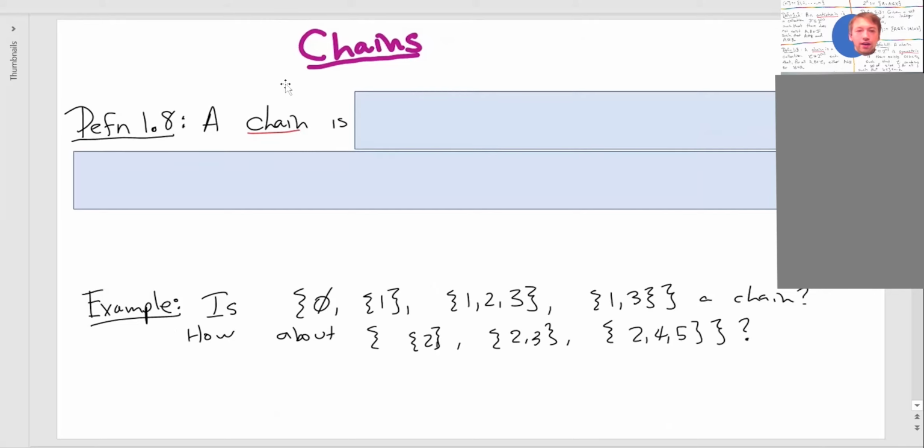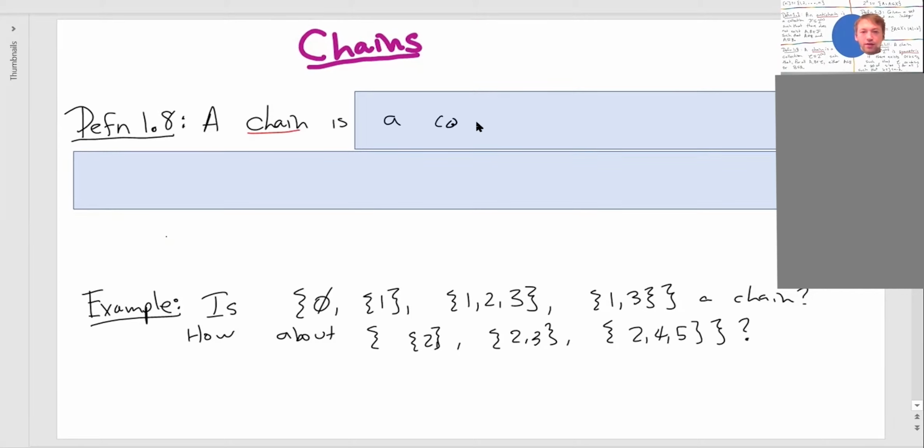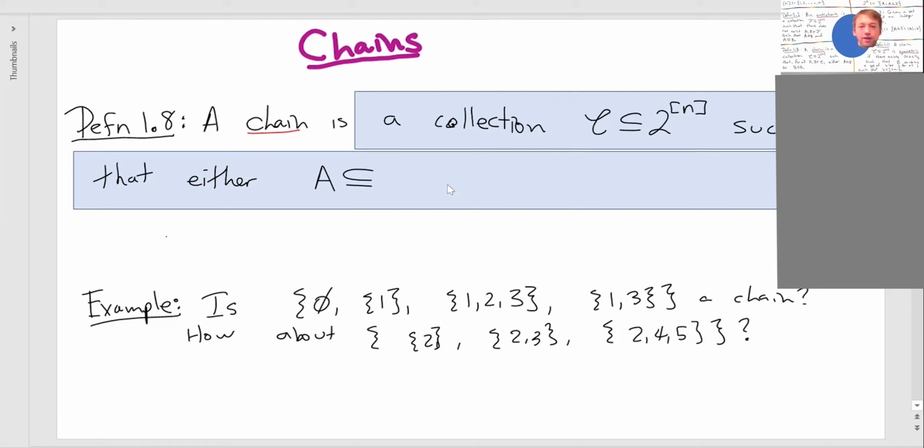Okay. I need a definition. A chain is basically the opposite of an antichain. It's a collection, let's say C, in the power set of 1 up to n, such that either A is a subset of B or B is a subset of A for all A, B in C. You should think of this as being the total opposite of an antichain. In an antichain, these things weren't allowed, but here every pair has that structure.